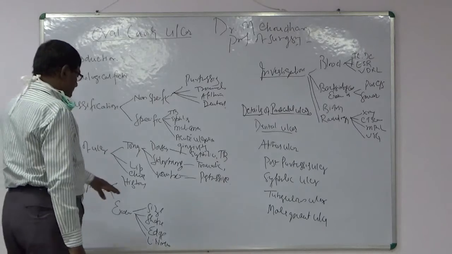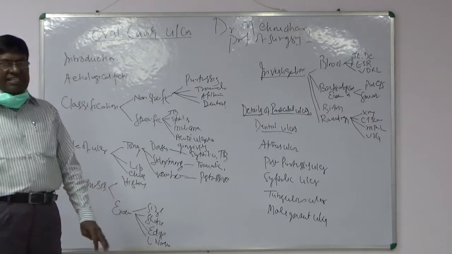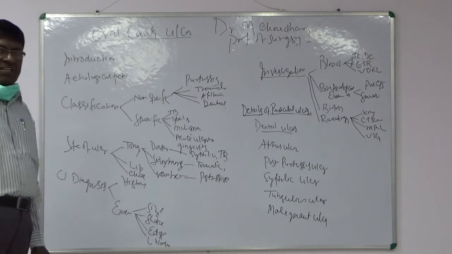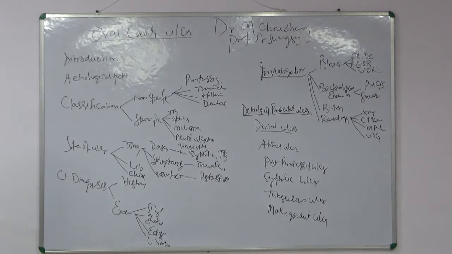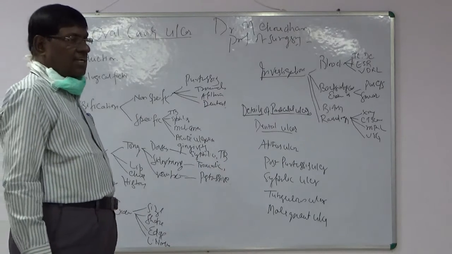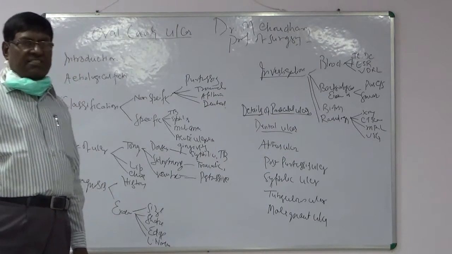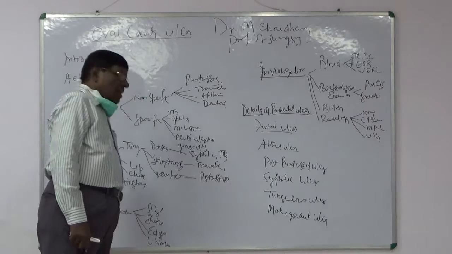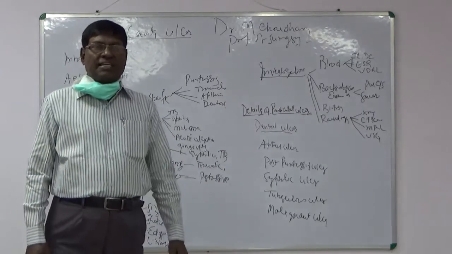So after examining the ulcer, the size, shape, number, duration, margin, you should also examine the discharge, which type of discharge, serous discharge, purulent discharge. An acute ulcer or inflammatory ulcer causes purulent discharge, a bacterial condition causes mucus discharge from the ulcers, and then at last you should also examine the lymph nodes, the surrounding lymph nodes.